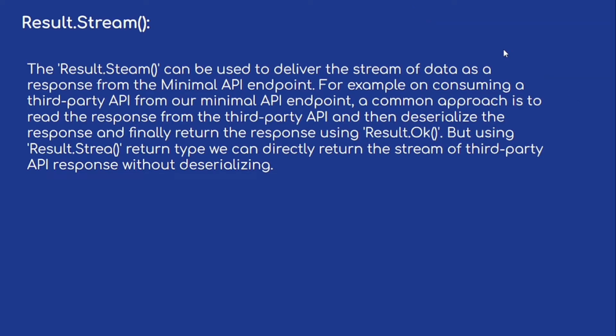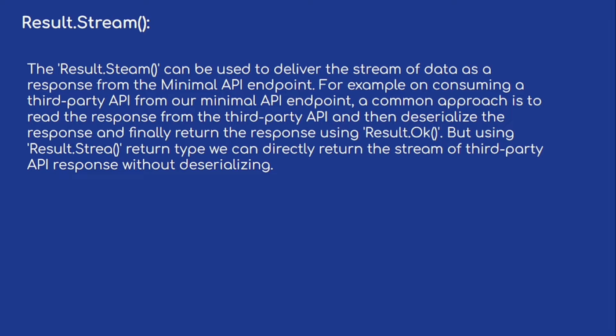Result.Stream can be used to deliver a stream of data as a response from a minimal API endpoint. For example, when consuming a third-party API from our minimal API endpoint, the most common approach is to read the response, deserialize it, and finally return it to the client. But using Result.Stream, the response stream from the third-party API can be given directly to the user from the minimal API endpoint.